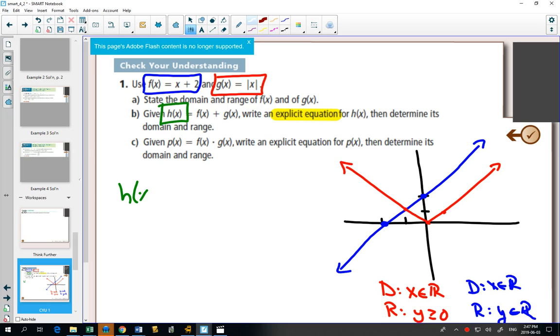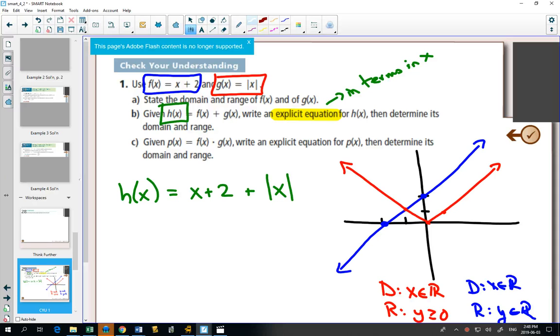H of x equals, because it's an equation, and an explicit equation means that you will only have x values on the right-hand side. Right now, h of x equals f of x plus g of x. That's in function notation. That's not an explicit equation. Explicit equation, maybe you want to write here, in terms of x. So f of x, which is x plus 2, plus g of x, which is the absolute value of x.